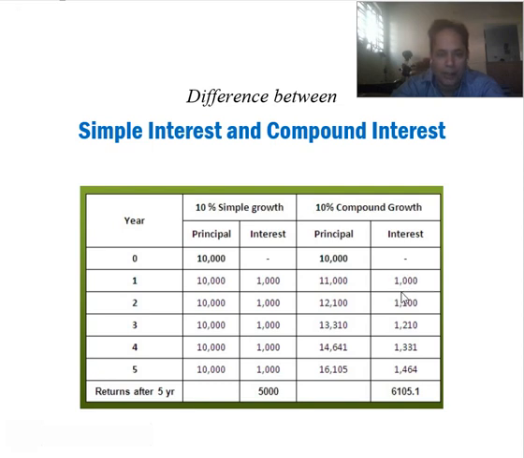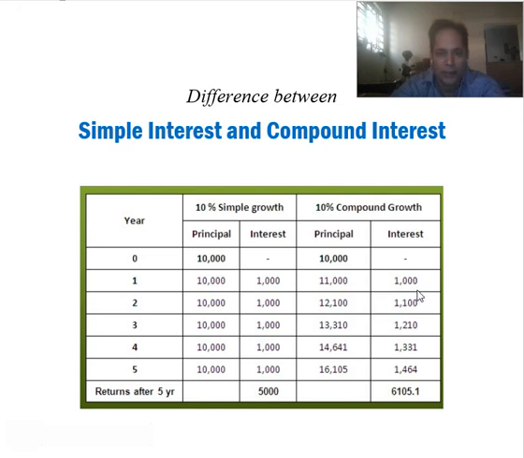In compound interest case, this 1,000 will be added to your principal amount in the beginning of the time. Now your new principal will become 11,000. And after second year, you will get 10% of this 11,000, not the 10,000. So therefore, your profit or interest will be 10% of 11,000, which is 1,100. It is higher than the profit which you got the previous year, that was 1,000.